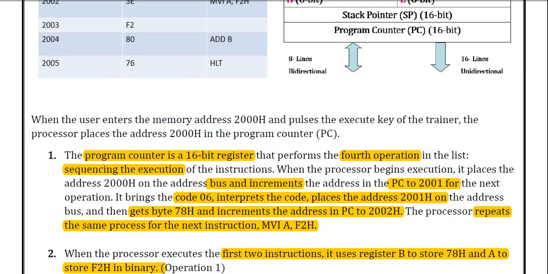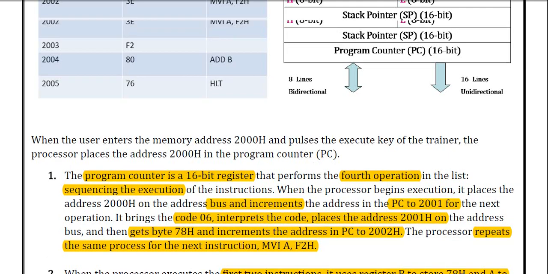Then it interprets the code and places the address 2001 on the address bus, and then gets the byte 78, that means 78 hexadecimal, which increments the address in the PC to 2002, and the processor repeats the same process with the next instructions.